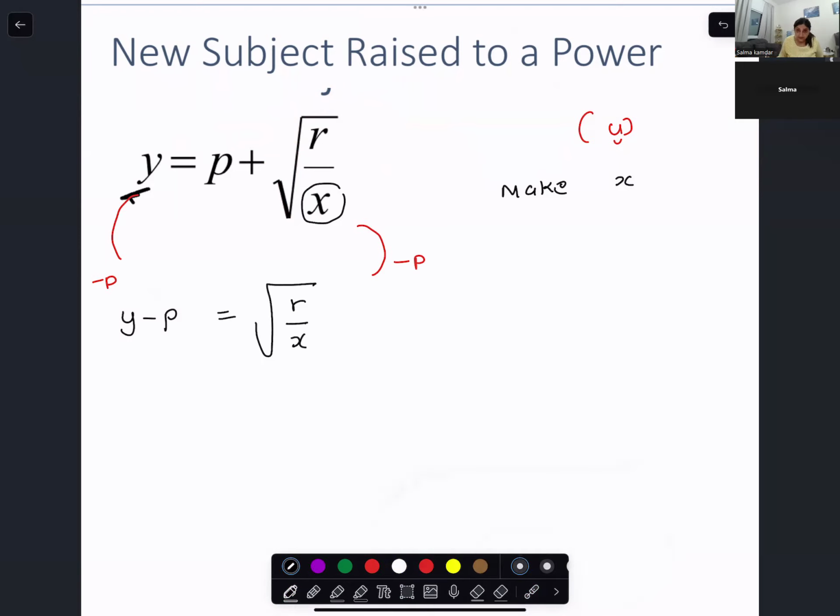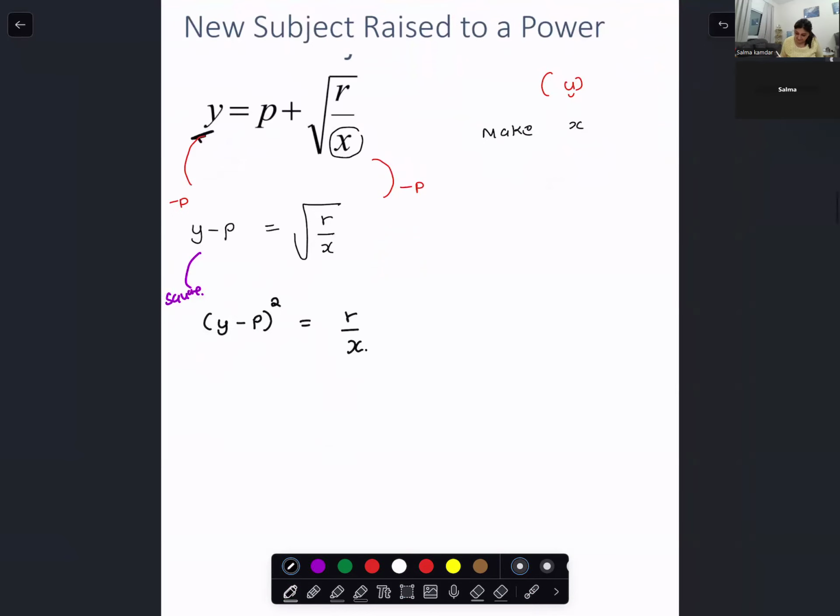Now what can we do? I can square both the sides. So if I'm squaring both the sides, what I'm left with is y minus p the whole square. If I square the square root, I will be left with r by x. Now I don't need this x in the bottom, so I will multiply both the sides by x. So this will become x times y minus p the whole square is equal to r.